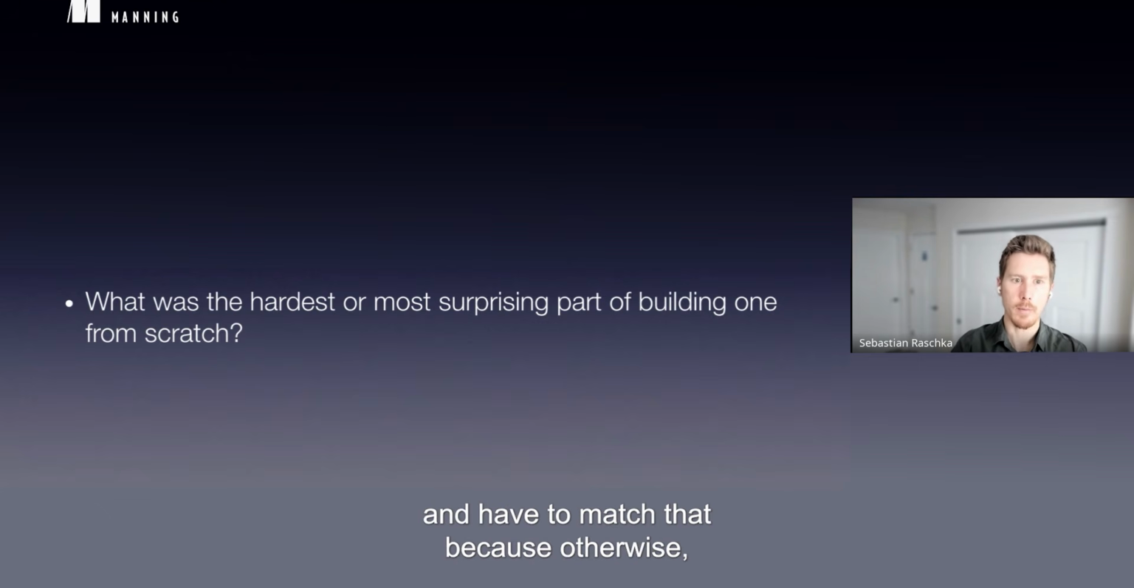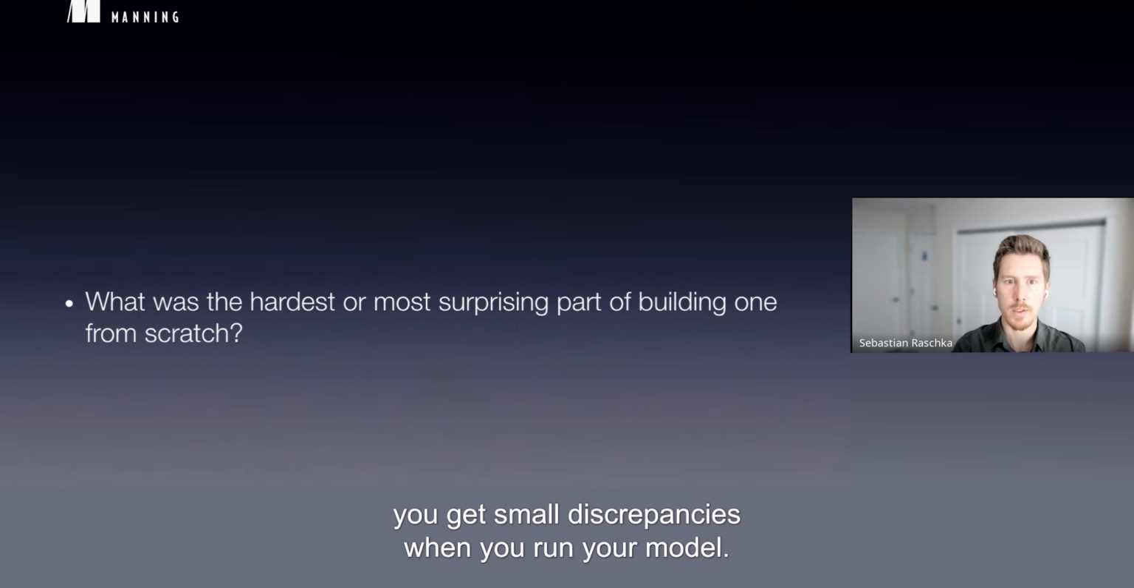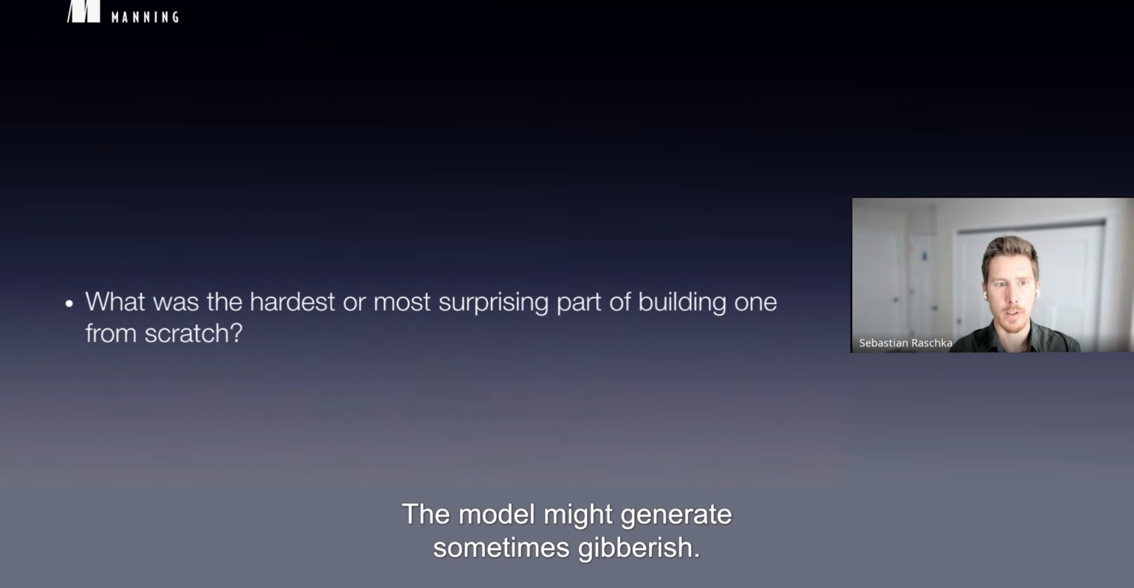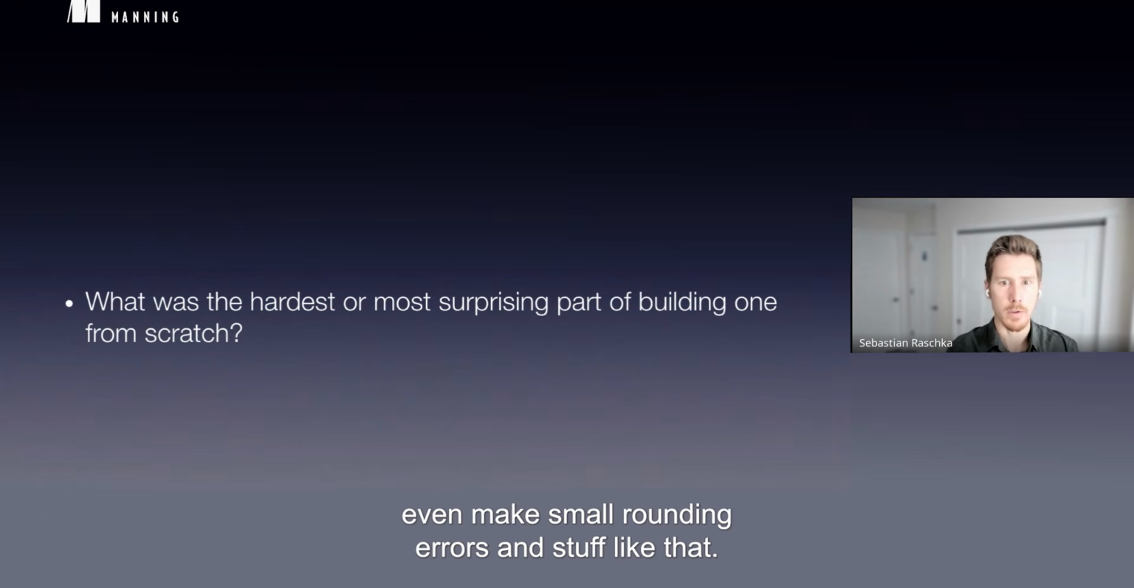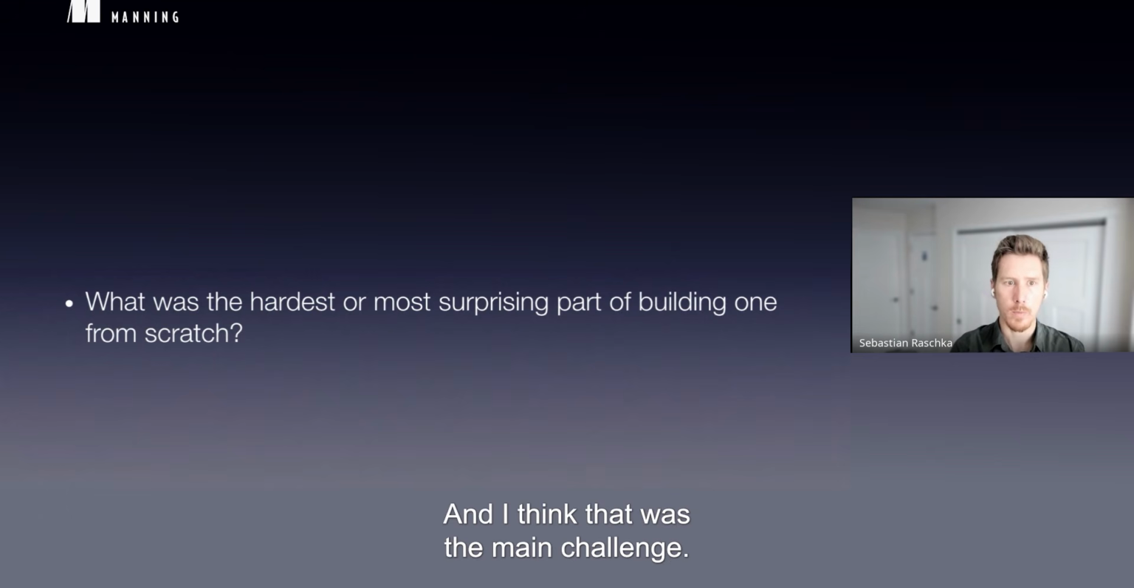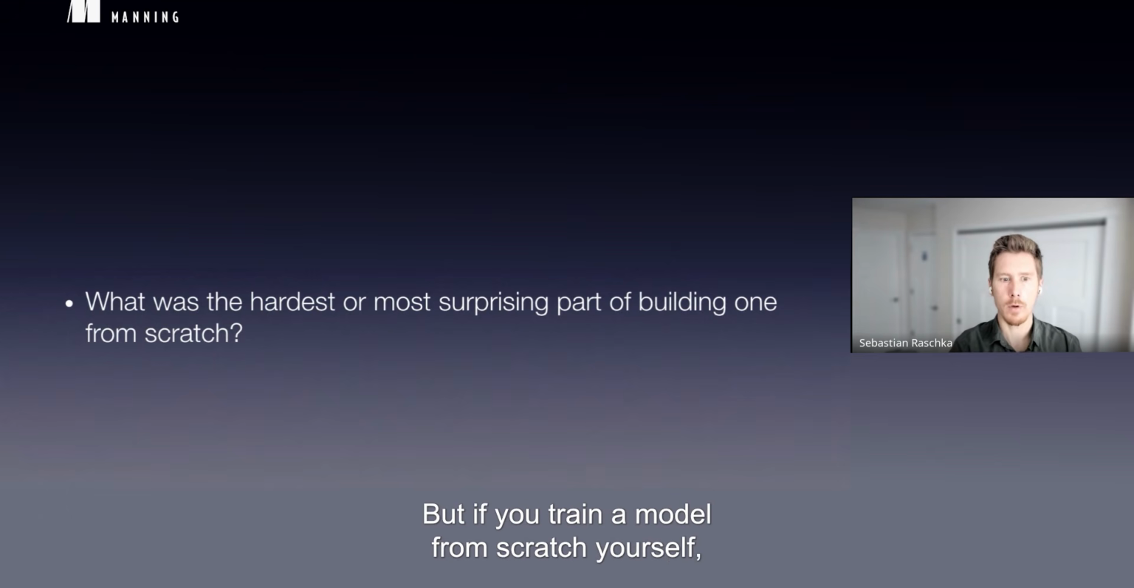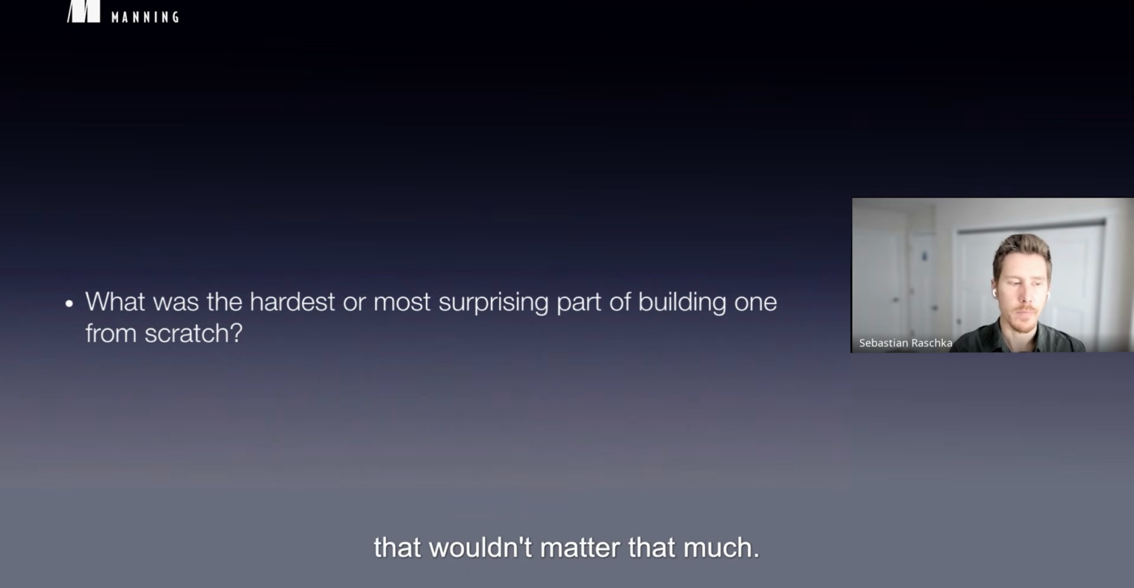And you have to match that, because otherwise you get small discrepancies when you run your model. The model might sometimes generate gibberish. And so you have to be very careful to get the exact numeric implementation right, even small rounding errors and stuff like that. And I think that was the main challenge. But if you train a model from scratch yourself, that wouldn't matter that much.